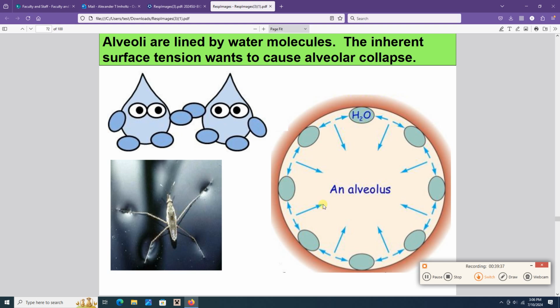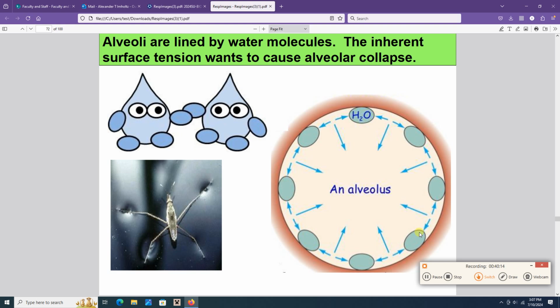So, do we want our alveoli to collapse? No. If they collapse, we have to uncollapse them with every breath, and that would be really tough. So we need something to fight this tendency of the water molecules, their surface tension, which makes them want to group together and collapse the alveolus. Now, first of all, I gotta have water molecules because I need my alveolar lining to be moist. I gotta have these water molecules here.